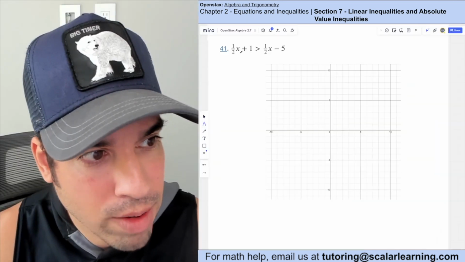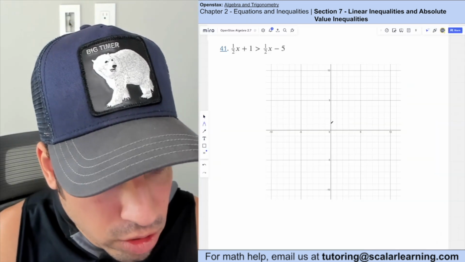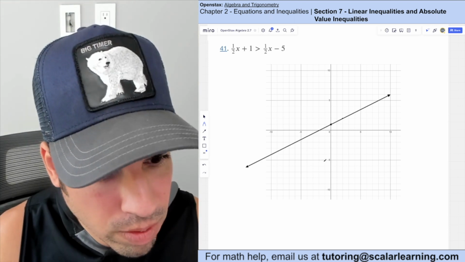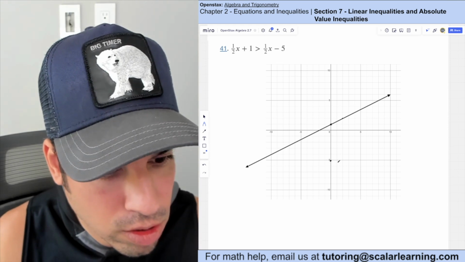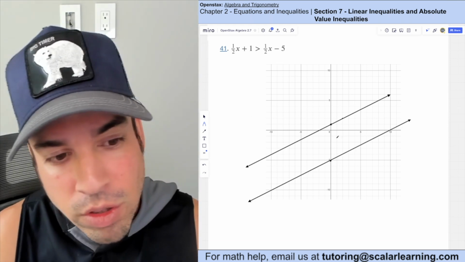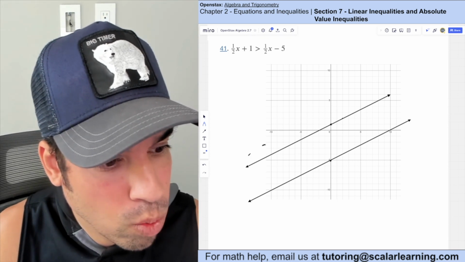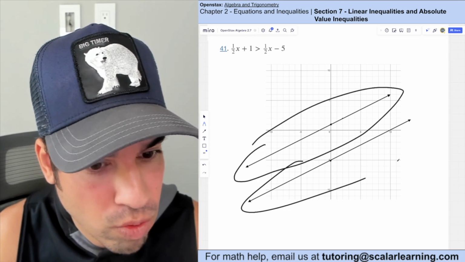So for this one, we're going to graph the left side. That's a slope of 1/2 with y-intercept of 1. So we go up 1 over 2, boom. And then for the right side, we have a y-intercept of -5 and a slope, again, of 1/2. So as you can see, these two lines are parallel, which means they're never going to intersect.